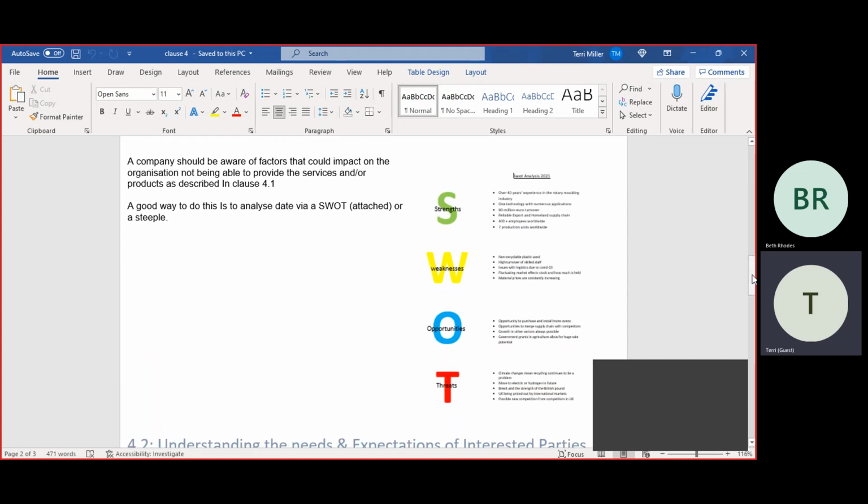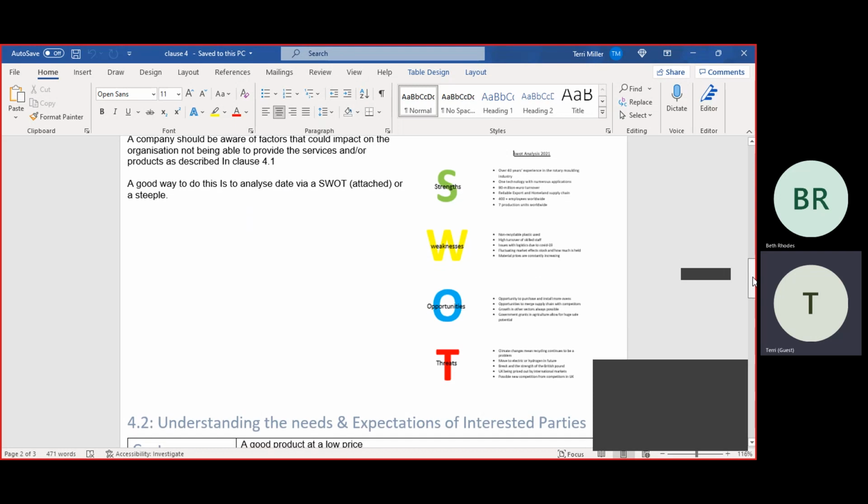So as a company, you should be aware of factors that could impact the organisation not being able to provide the services and or products as described in clause 4.1. A good way to do this is to analyse data via a SWOT attached or a steeple. Now, I will just tell you, because I'm recording this live, that says date. It should say data, and I apologise about that. But yeah, it should say data, obviously. I've put my SWOT on here. However, as part of your homework, you will have done a SWOT and a steeple anyway. You're welcome to just clip them into yours as well. It's just a great way to analyse your strengths, weaknesses, opportunities and threats.